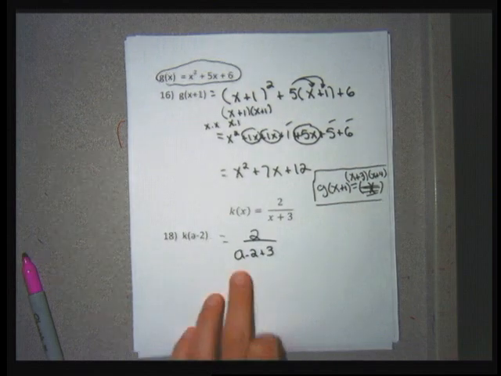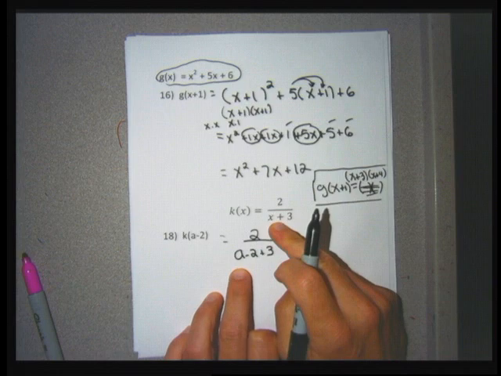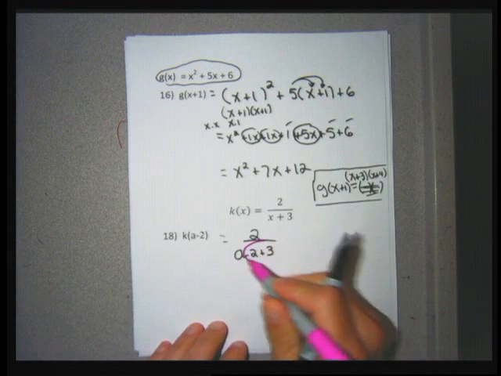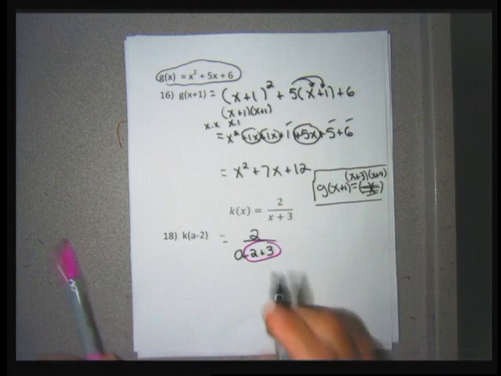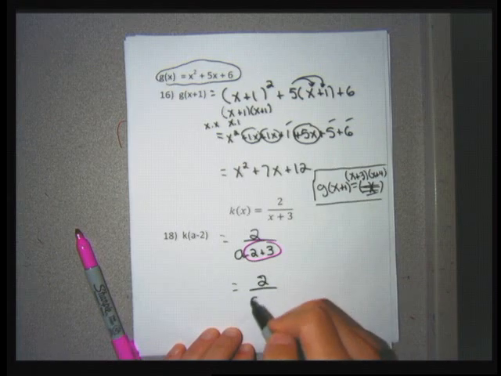I didn't put the minus 2 in a parentheses because the x doesn't have an exponent, a negative, or a multiplication, so it doesn't really need to be in parentheses. I'm going to combine like terms in the denominator. That negative 2 plus 3 combined to be a positive 1. The numerator stays 2. The denominator simplifies to be a plus 1.